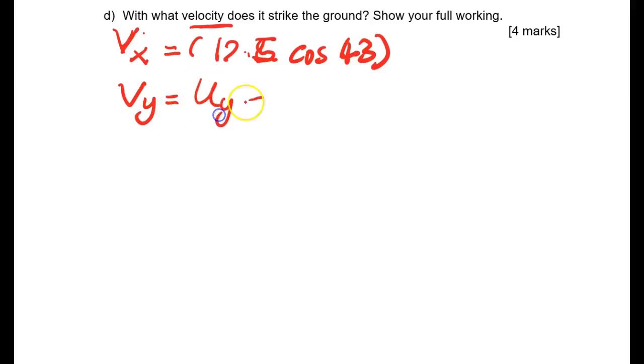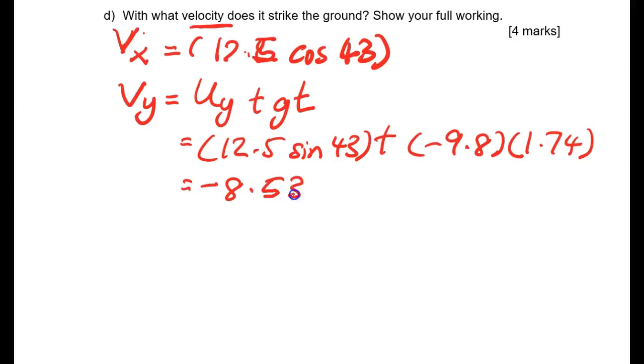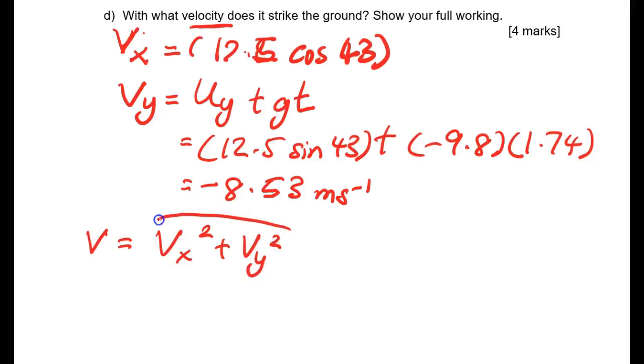Apparently, this is the equation that is perhaps the fastest. Uy is 12.5 sine of 43, plus g, which is negative 9.8, multiplied by the time at the end of the flight, which happened at 1.74 seconds. So my velocity here, my Vy, is a negative number, which is a good thing for this case. What you need to do is find the velocity by using the Pythagoras theorem. I leave it for you to do yourself, and this is about 12.5 meters per second.